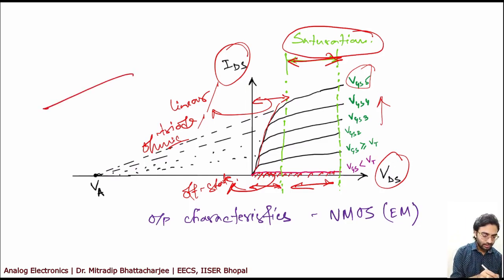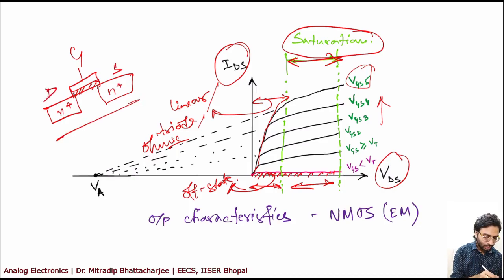If you see the device and the gate terminal, this is the gate. This is N plus, this is N plus. So this is your source, this is your drain, and you have an oxide. If you apply a potential here, the current through this oxide will be almost 0. It should be ideally 0.